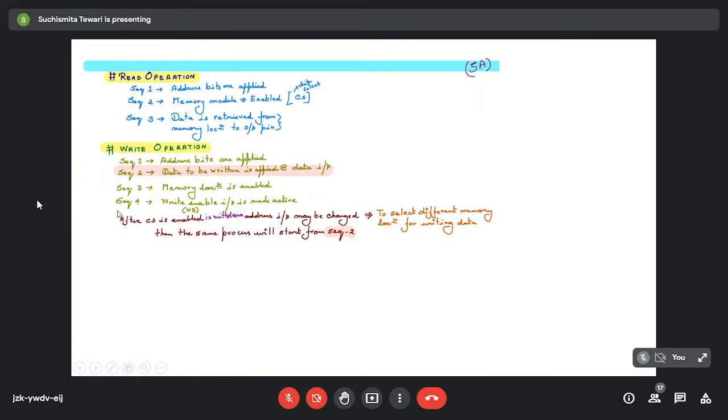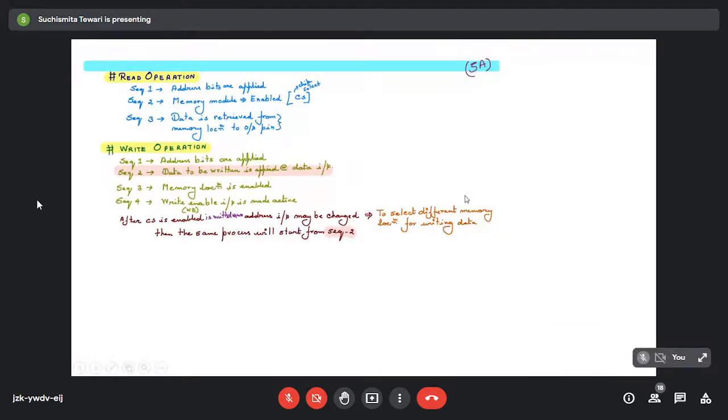And what is the fourth step? The fourth step is that we have to give the write enable signal so that the entire thing goes to the write mode, and we will be able to write the data in that particular memory cell. Now, after performing this, if the CS which was enabled is withdrawn, and after the withdrawal of CS the address input is changed, that is, we select a different memory location for writing data.